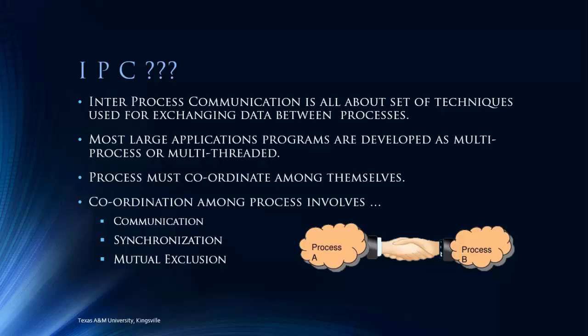I'm going to talk about IPC mechanisms. In an operating system, there will be a lot of processes running, and sometimes they want to communicate with each other to finish a specific task. For this, there are three kinds of mechanisms we use: shared memory, message queues, and semaphores. And also, the processes should have coordination among themselves. The coordination should involve communication, synchronization, and mutual exclusion.